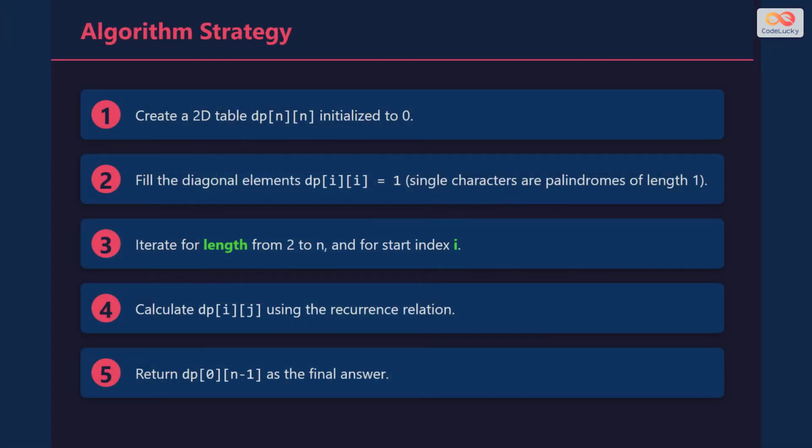To implement this, we follow these steps. First, create a 2D table of size n by n. Second, fill the main diagonal with 1s. Third, iterate through the table based on the length of the substring, from 2 up to n. For each length, calculate the value using our recurrence relation. Finally, return the value stored in the top right cell, which represents the solution for the entire string.